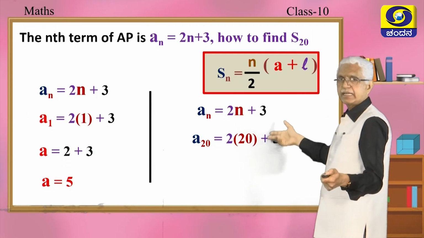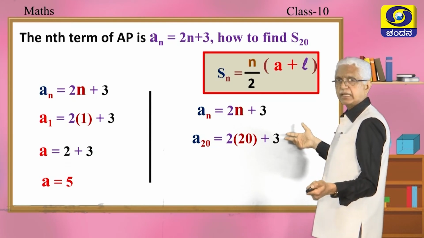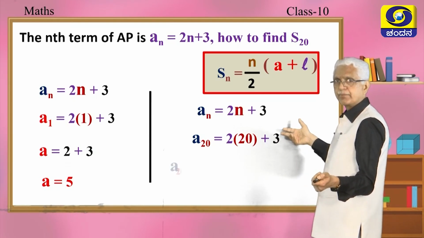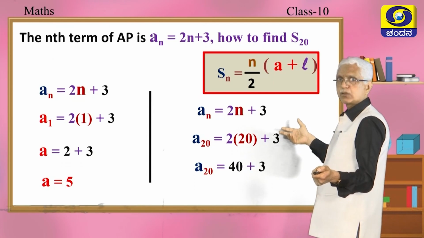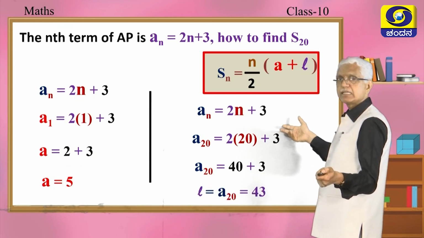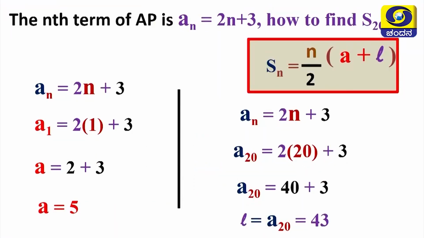So a20 is equal to 2 into 20 plus 3, correct? 2n plus 3, n is 20. So a20 is equal to 40 plus 3, a20 is equal to 43. So the 20th term is 43, which is nothing but the last term. l is equal to 43. My God, a is ready, l is ready.